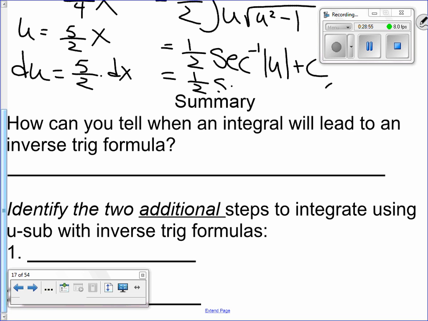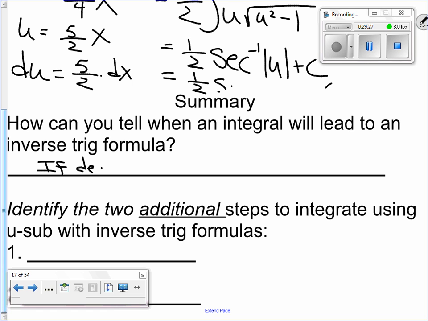How do you know you're going to have to use an inverse trig function? What are you looking for? Okay, yeah, if you've got a u squared on the bottom but you don't have an x in the numerator, that would be a great way. So in other words, the degree of the numerator isn't high enough. I can make that a general statement. If the degree, the highest power of x in the numerator, isn't high enough to have a du in the numerator.